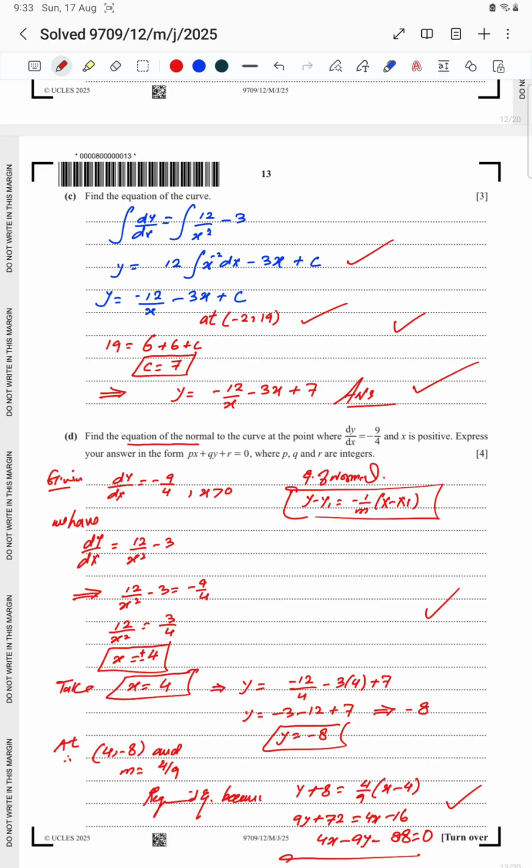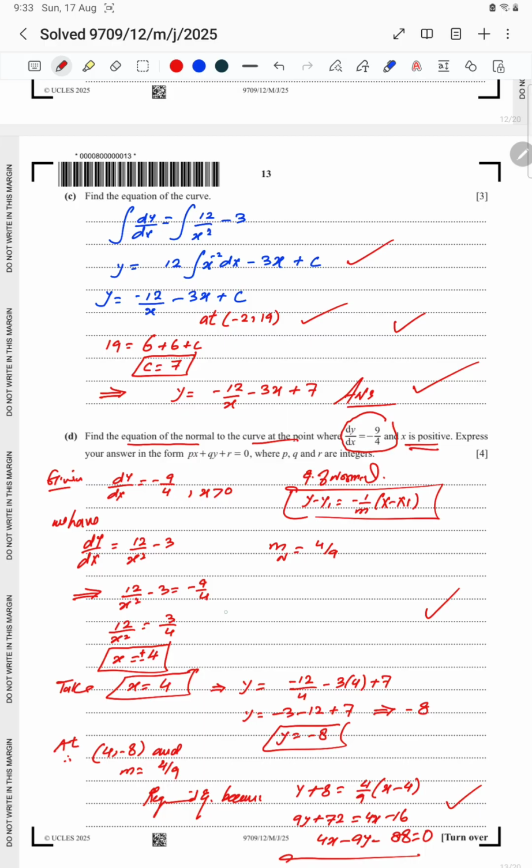D part, the equation of the normal to the curve at where dy by dx is -9 by 4. It means dy by dx being -9 by 4 represents the gradient of the curve. For the normal, you need to take the negative reciprocal of this gradient to get the gradient of the normal. That will be, m normal will be 4 by 9, because it's the negative reciprocal of the curve's gradient. And x is positive is given. It's an important point, x is positive.